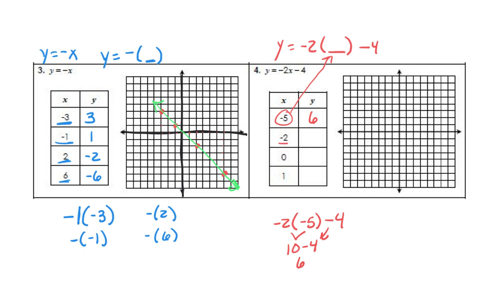Same with negative 2. So negative 2, parentheses, negative 2, minus 4. Negative 2 times negative 2, 2 times 2 gives you positive 4, minus 4, 4 minus 4 gives you 0. The table would have negative 2, 0. And I'm not going to, but you would just finish the rest of this out and then graph the points, draw the line like we just did.